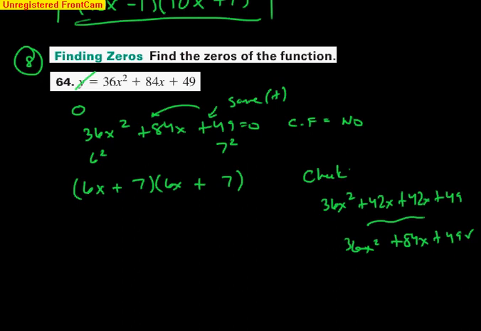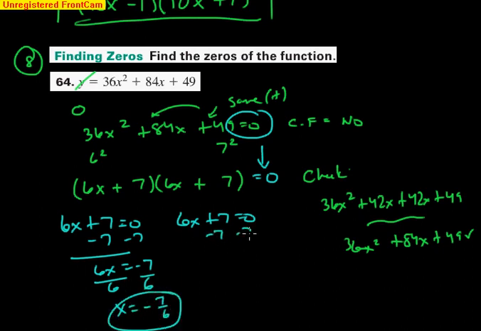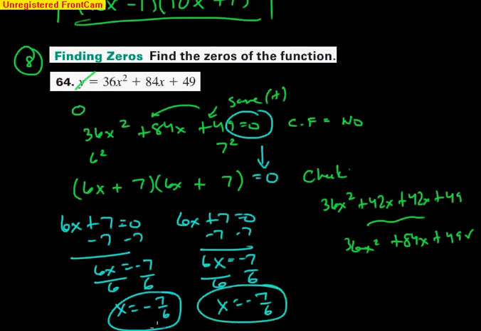Awesome. Now, this was a finding of zeros, so there is this equals 0 that you must take care of. So set each factor equal to 0 and solve. We subtract 7. 6x equals negative 7. Divide by 6. So we get negative 7 over 6. Subtract 7. 6x equals negative 7. Divide by 6. And you get the same answer, but who cares? You get 2 answers. That's all that matters. All these problems always have 2 answers.